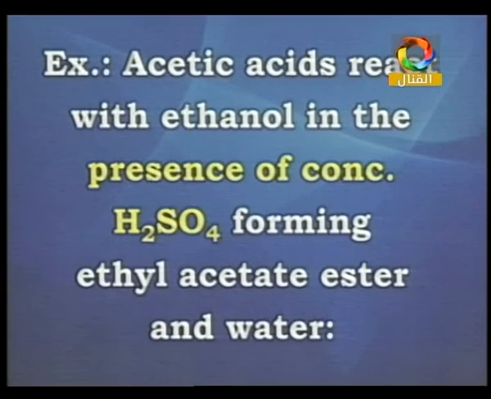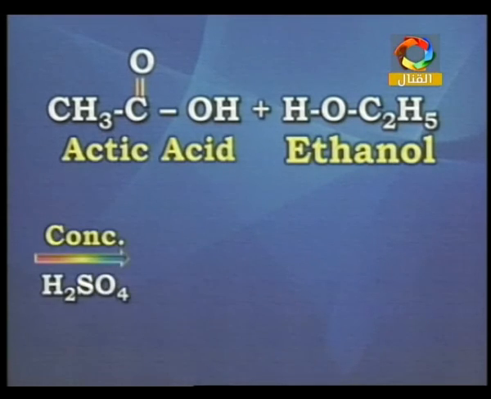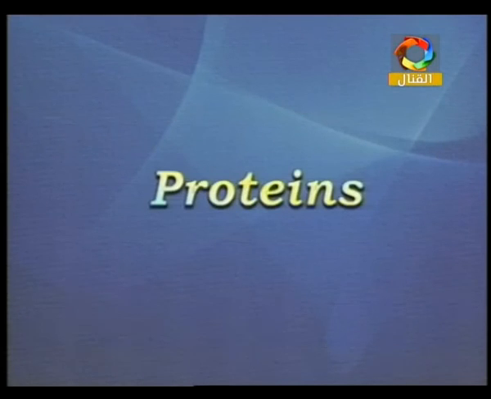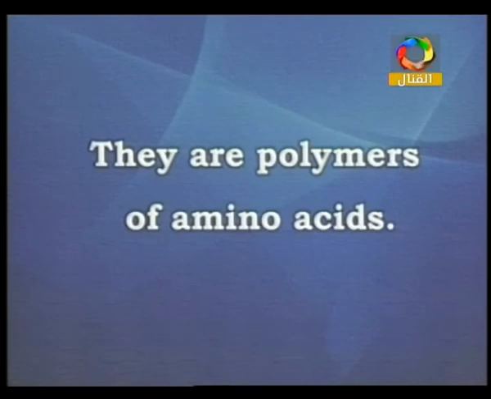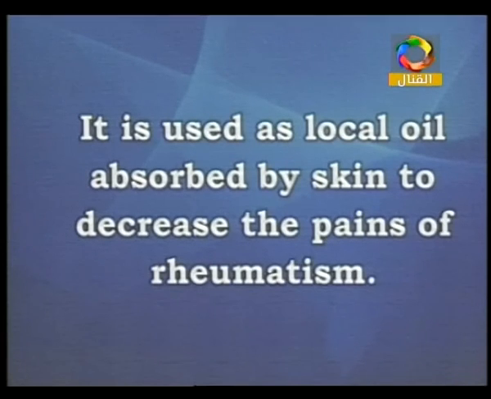For example, acetic acid reacts with ethanol in the presence of concentrated sulfuric acid forming ethyl acetate ester and water. As the equation proceeds on the screen, CH3COOH plus C2H5OH ethanol gives, in the presence of concentrated sulfuric acid, CH3COOC2H5 ethyl acetate ester, and water is produced. Proteins. They are polymers of amino acids. Marugh oil. It is used as local oil absorbed by skin to decrease the pains of rheumatism.